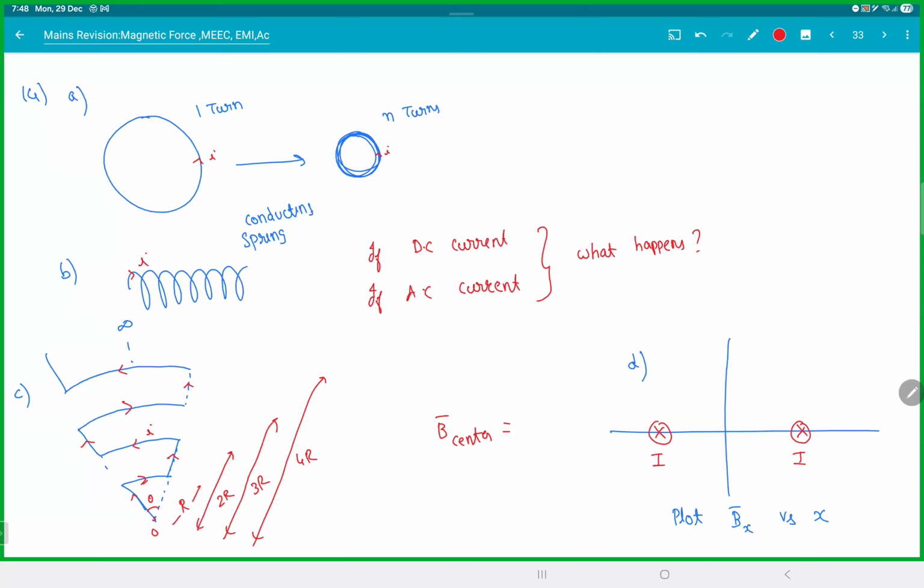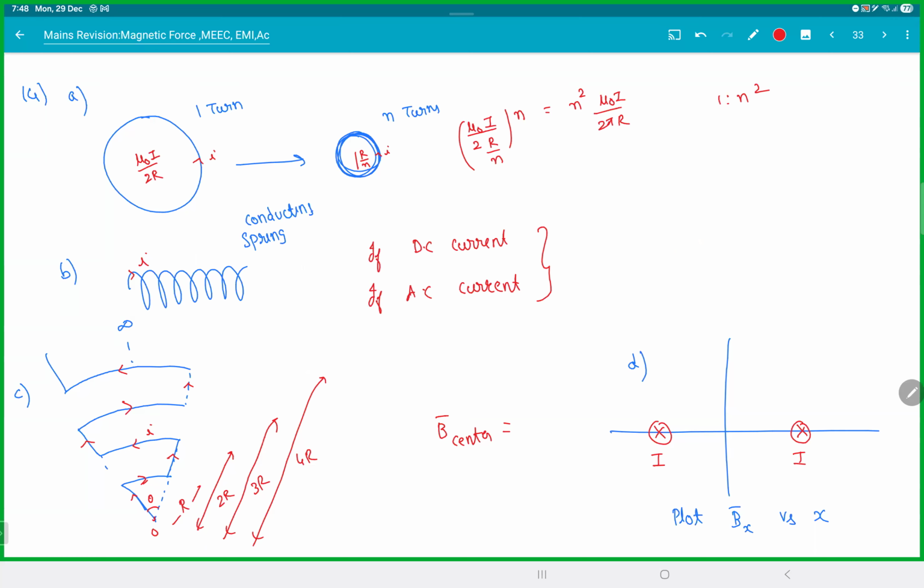So the magnetic field for the first one will be mu naught I by 2R. Now for this one, the radius will become R by N, so this will be mu naught I by 2 R by N. And remember now there are N turns, so into N. This is N square times the initial value B. So B1 is to B2 is 1 is to N square.